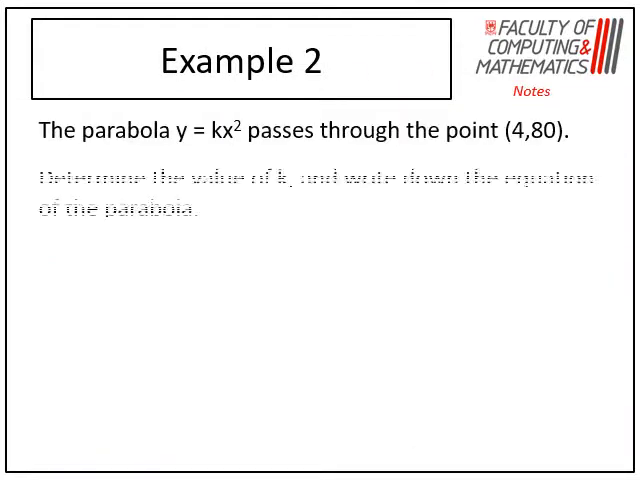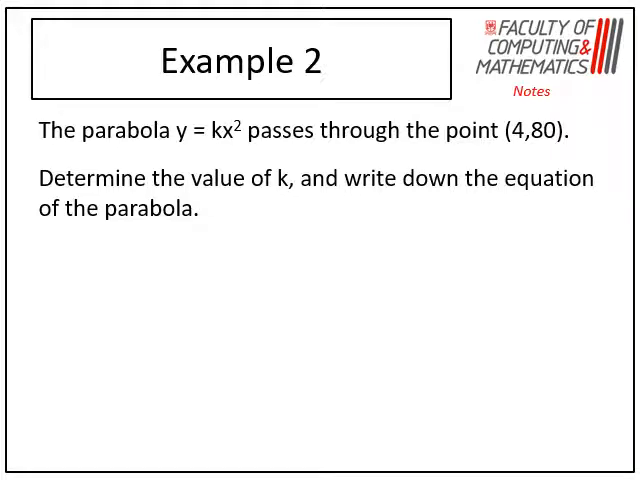Okay, let's have a look at this second parabola. So you've got a parabola that's in the form y is equal to kx squared and it goes through the point (4, 80). You're asked to determine the value of k and write down the equation of that parabola. Now, it doesn't make any difference that it's not got a diagram on it. You can draw a diagram if you like, but it honestly doesn't make any difference. All right, so you just use the same method that you've already been using.